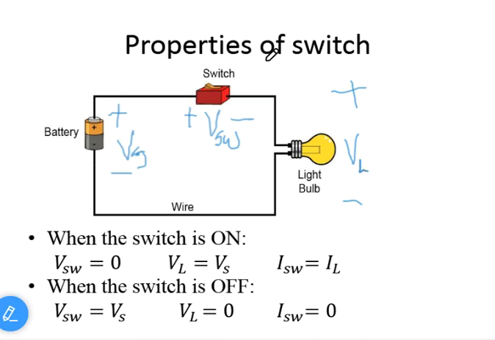Now, with a switch we can do two actions, on and off. Let us turn on the switch first. When I turn on the switch, what happens? The bulb will turn on. Why is the bulb turned on? Because the entire battery voltage is appearing across the bulb, meaning the load voltage is equal to the source voltage.